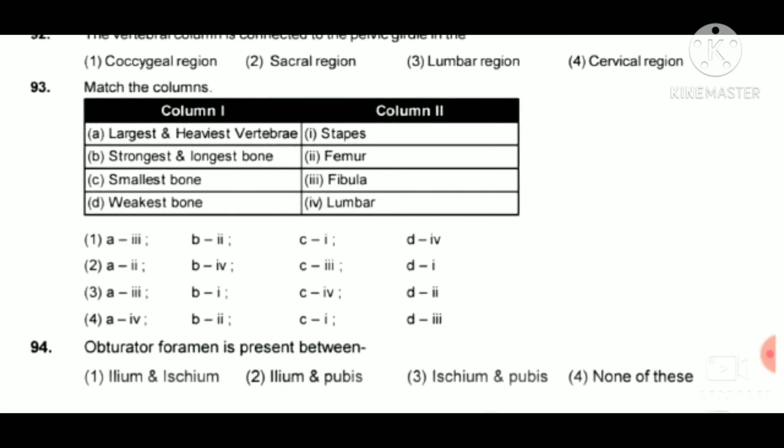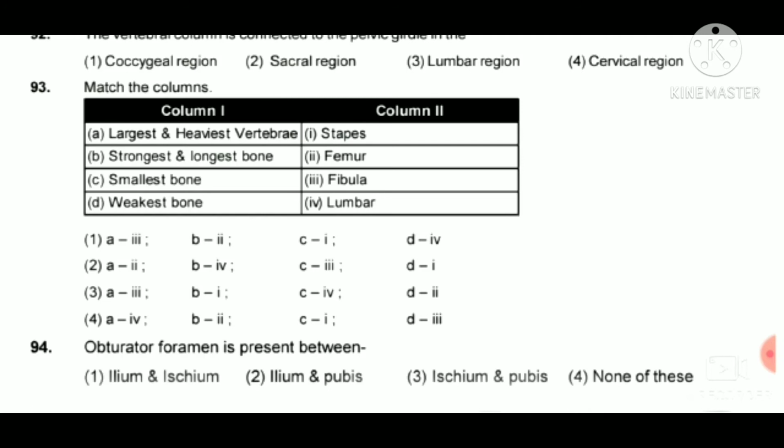It is a match the column question. First is largest and heaviest vertebrae, second strongest and longest bone, third smallest bone, and fourth is the weakest bone. First, A option is the largest and heaviest vertebrae. Largest and heaviest vertebrae is the lumbar, so A matches with the fourth. B is the strongest and longest bone. We know strongest and longest is femur, so B matches with the second.